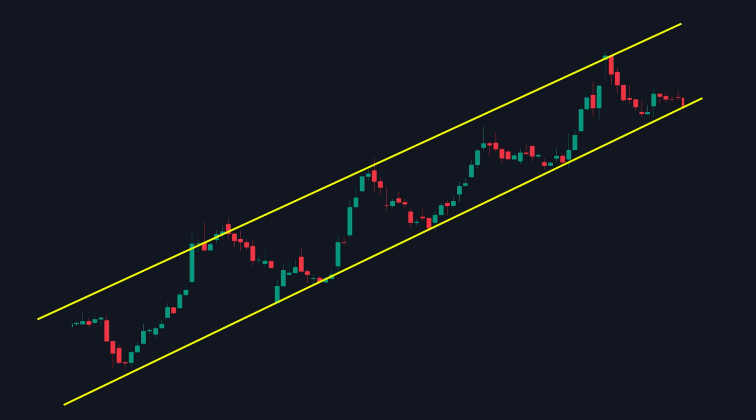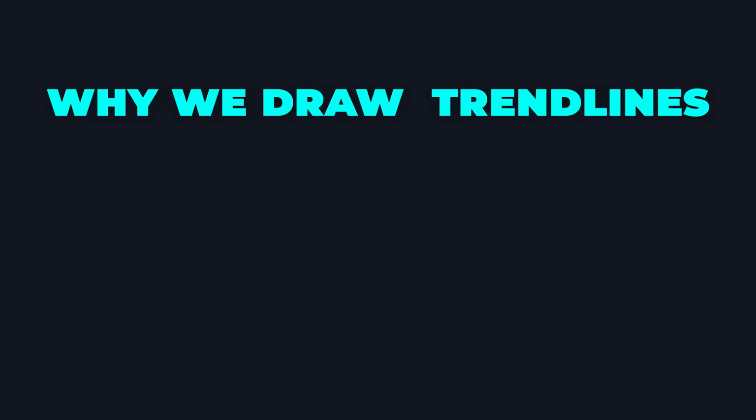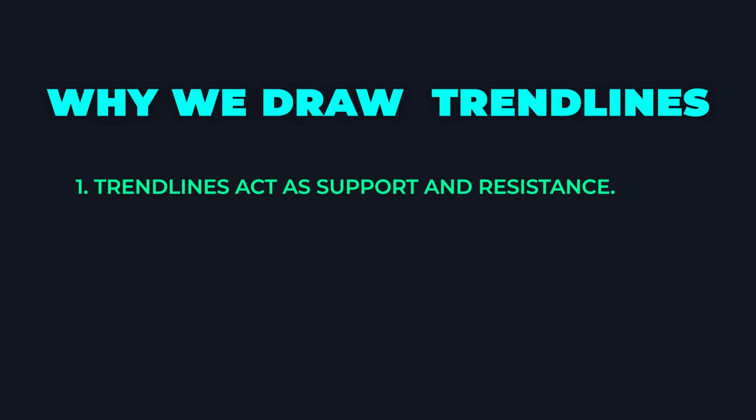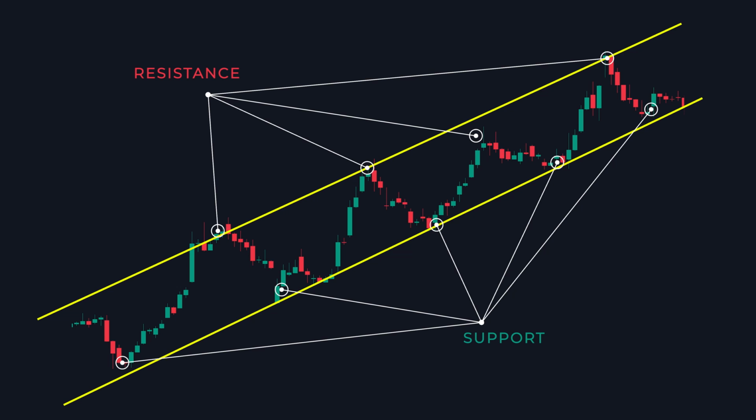These two trend lines will help us understand the price movement and potential areas of support and resistance in the market. Now, let's understand why we draw trend lines. The first reason is that trend lines act as support and resistance. The upper trend line provides resistance, and the lower trend line provides support.